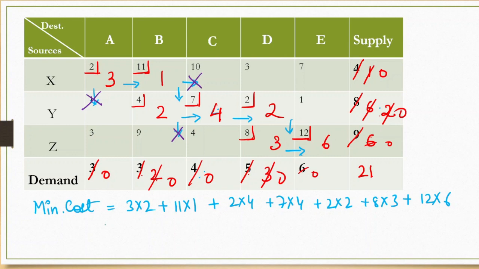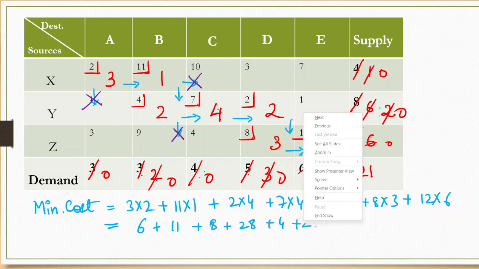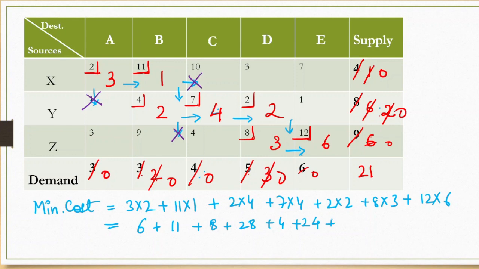So this would be 6 plus 11 plus 8, 28, 4, 24, and 36. So the final answer that we'll be getting here would be 153. Now we have to calculate whether it's a non-degenerate basic feasible solution or a degenerate.